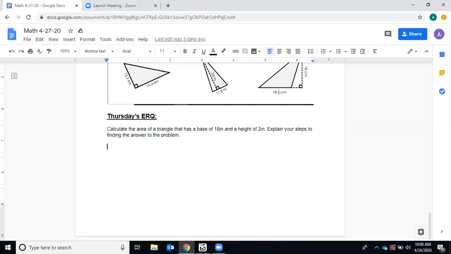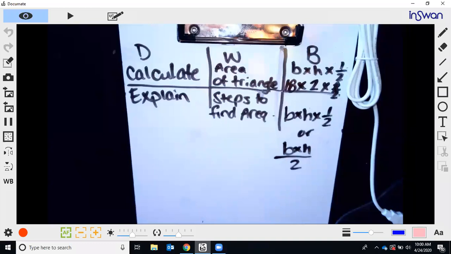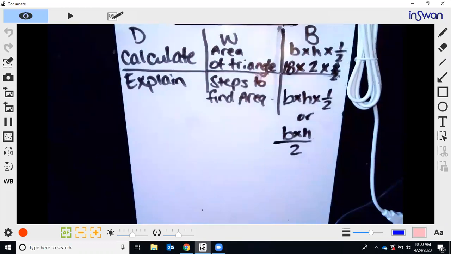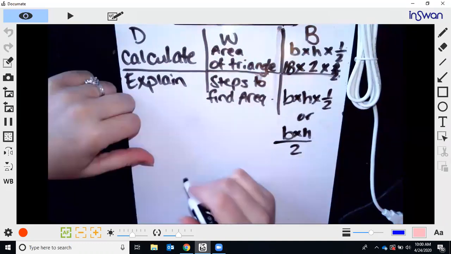So go ahead and make sure you have your DWB done. It should look something like this. And remember with DWBs, you don't need to have a lot of wording in them. Like I just have area of triangle. Your explanation is what's going to count most as the points. This is your brainstorming. This is to get things set up. Okay, so we saw that our base was 18.